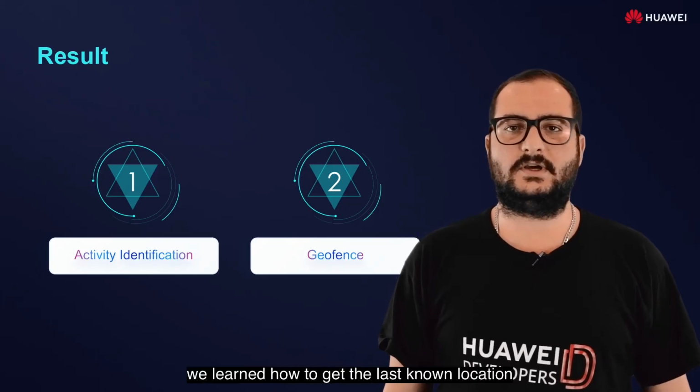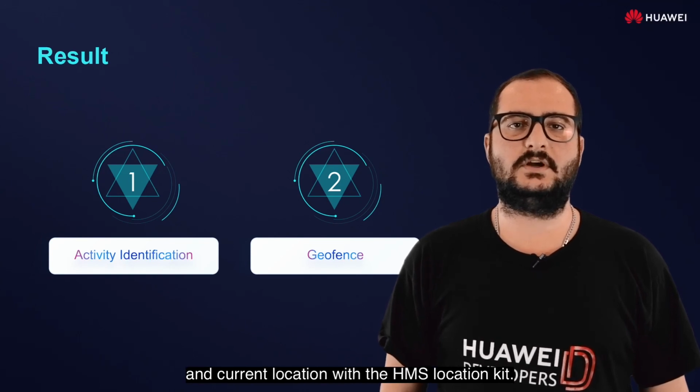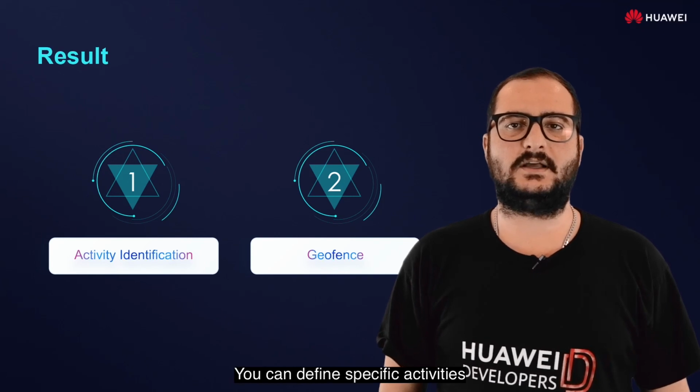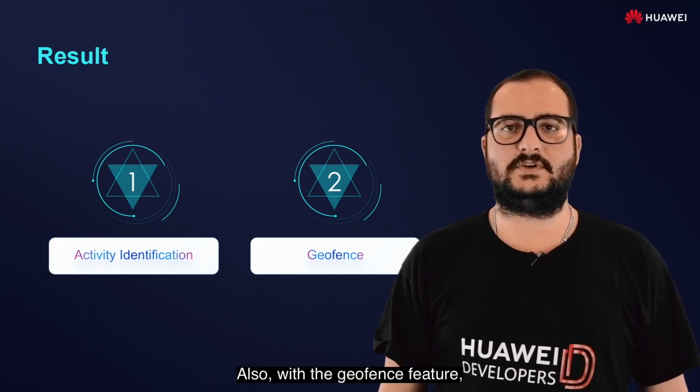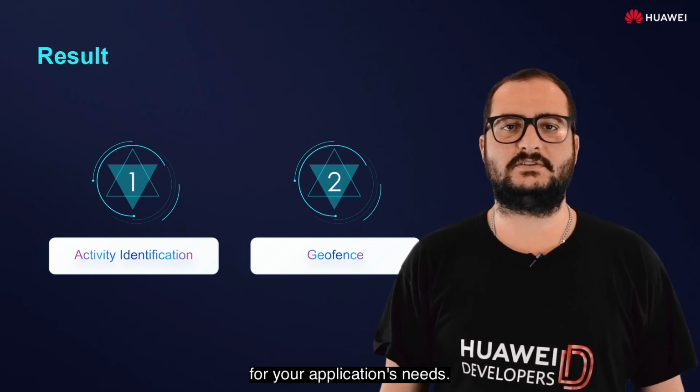In this video, we have learned how to get the last known location and current location with the Huawei Mobile Services Location Kit. You can define specific activities using the activity identification feature of the Location Kit. Also, with the geofence feature, you can create a custom geofence for your application's needs.